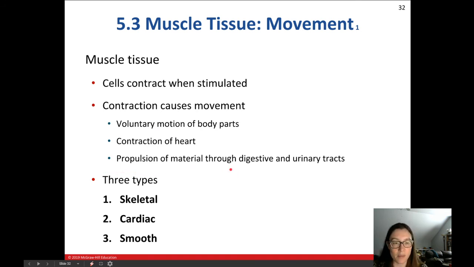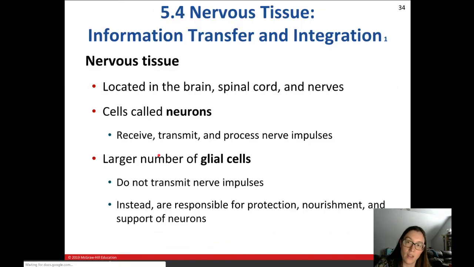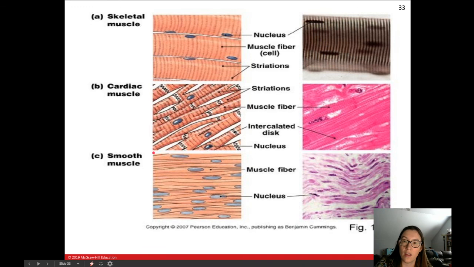So there are three types: cardiac, skeletal, and smooth. I showed this already where you can kind of see the differences. Make sure that you can identify the different types of these under the microscope for our lab quiz and eventually the lab practical. So skeletal muscle here is going to be found in the muscles that we move, the voluntary muscles, and it's striated.